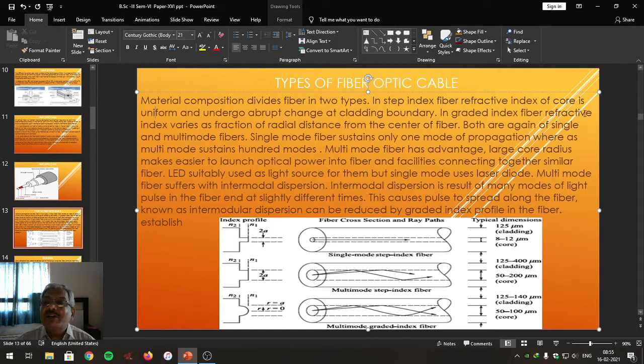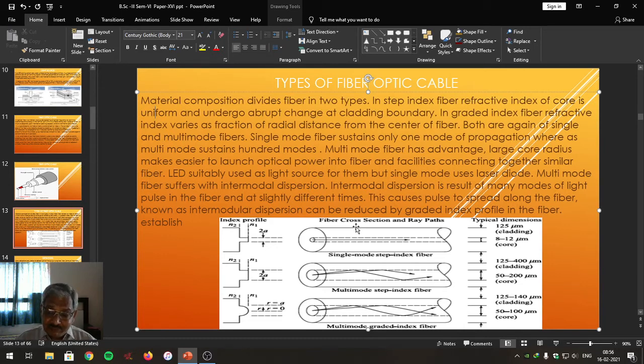But in graded index fiber, the refractive index varies as a function of radial distance from the center of the fiber. That is the difference between step index fiber and graded index fiber. In step index fiber, the refractive index remains the same, but it abruptly changes at the boundary. But in graded index fiber, the refractive index varies as a function of radial distance. These are again divided into two types. One is monomode fiber and the second one is multimode fiber.